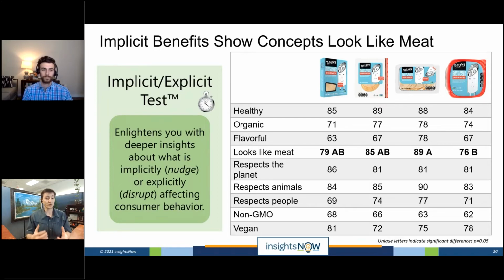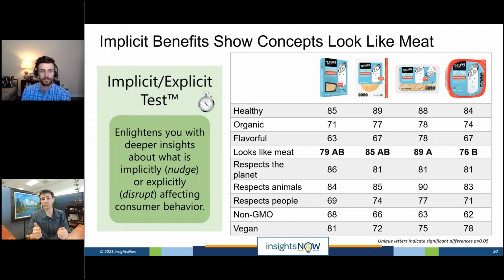So the great news is all 3 of the new packages are delivering better on looks like meat, and especially the soft tray is delivering quite a bit higher than the plastic tub in terms of looks like meat, a lot due to the visibility there, right? And potentially because of the angle of the photos and stuff that you've got available to people. But for the most part, we can see that can impact people's perceptions.